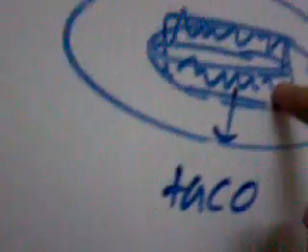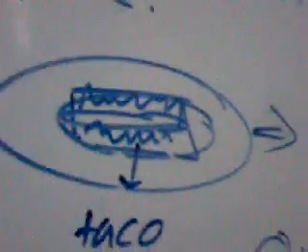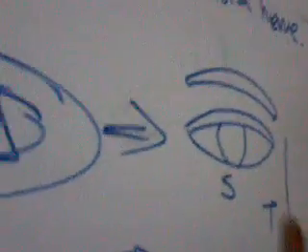This is a taco. It's a food. And this one, S, is referred to the eye. T is showing an arrow. Here this is a brain.